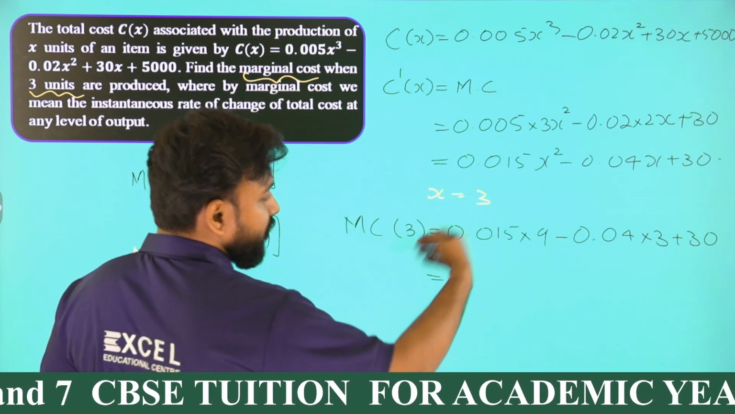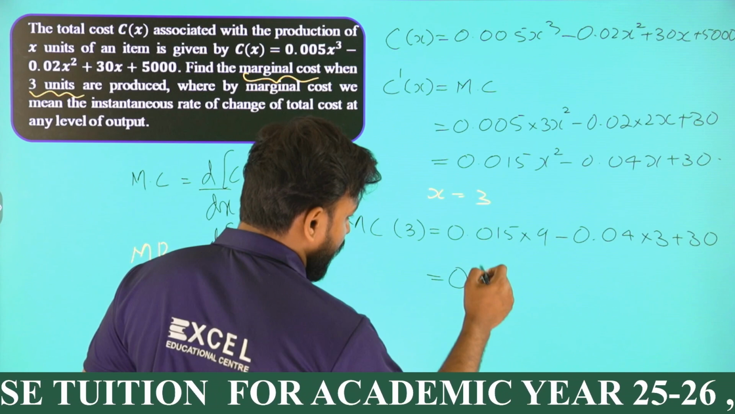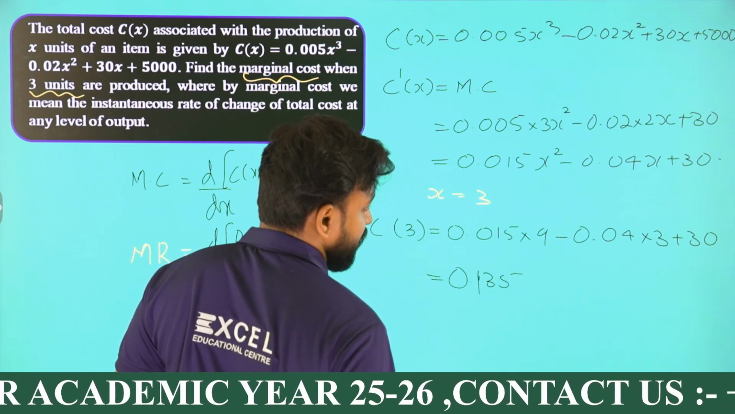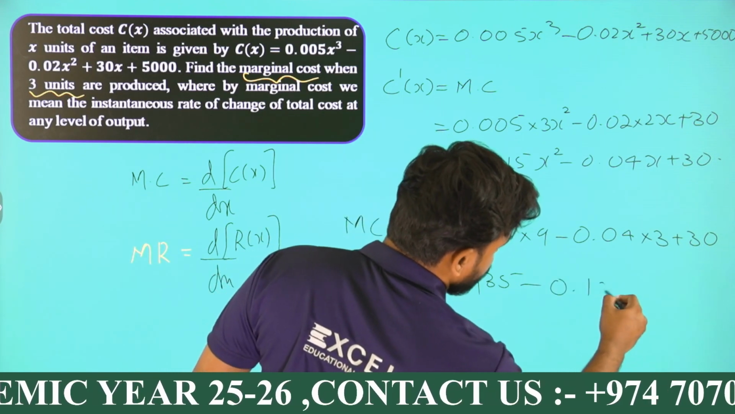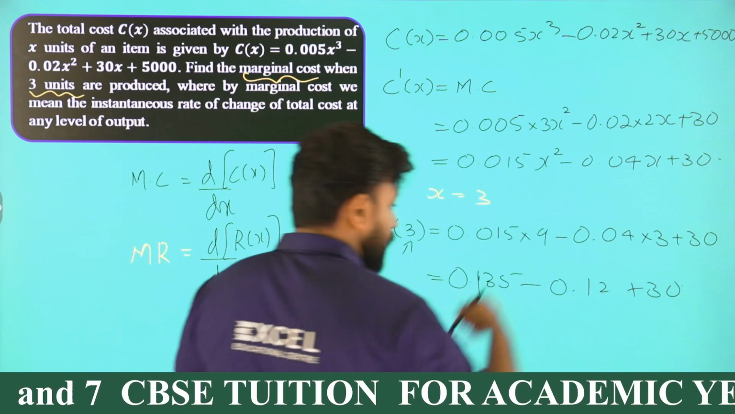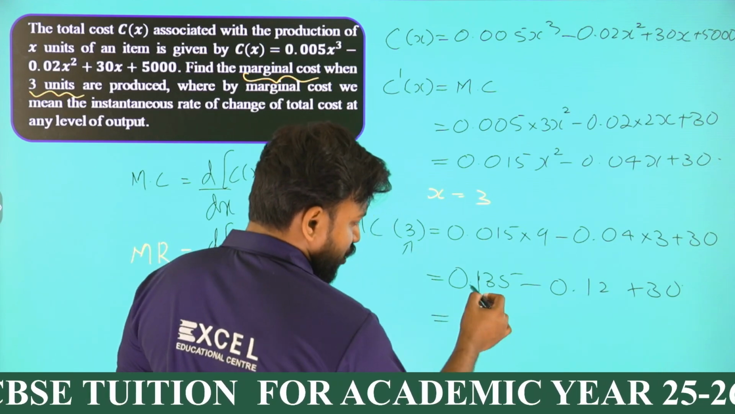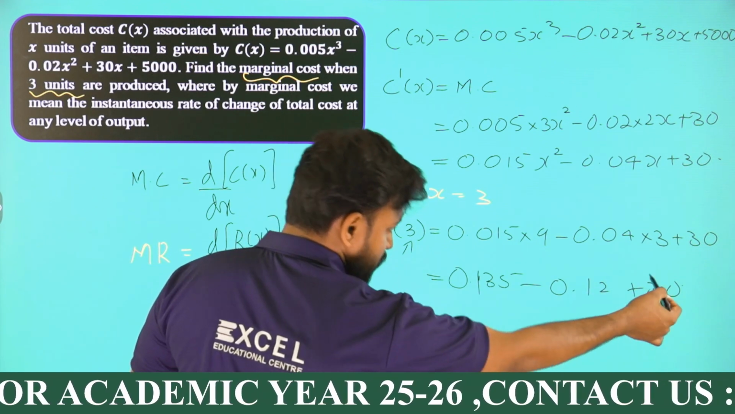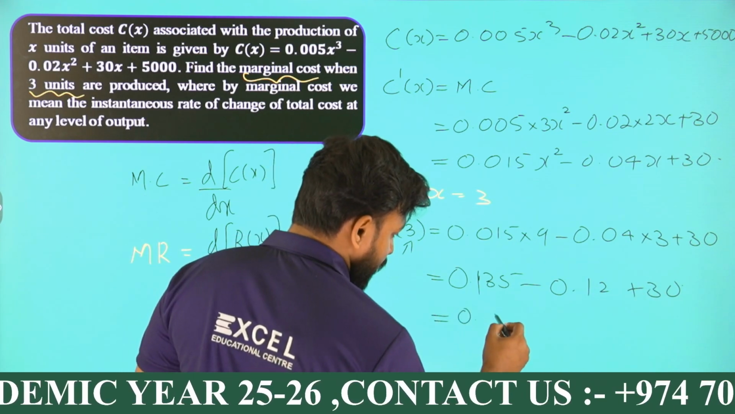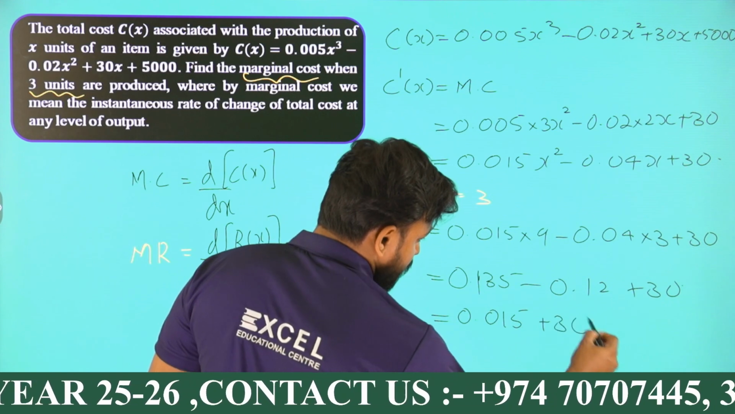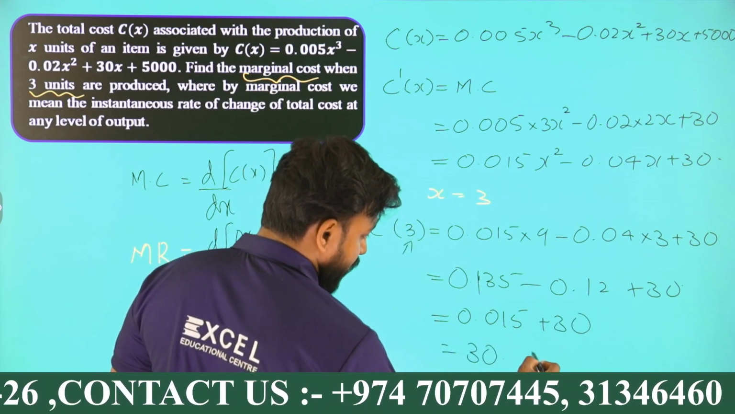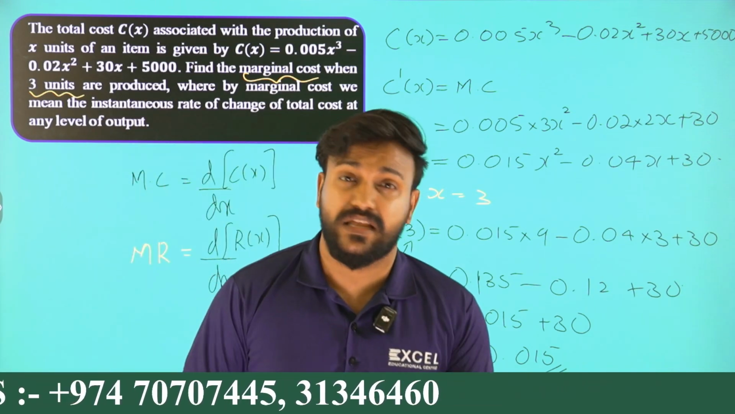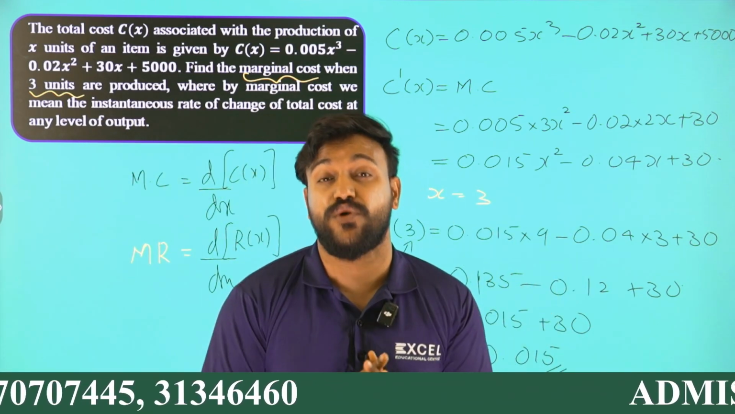So when you multiply it with 9, you will get 0.135 minus 0.12 plus 30. And when we calculate this, what you will get? 0.135 minus 0.12, you will get 0.015, plus 30, so it will be 30.015. That is the marginal cost when 3 units are produced. Easiest question here that you can expect from the part rate of change of quantities.